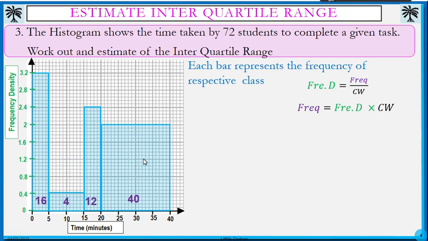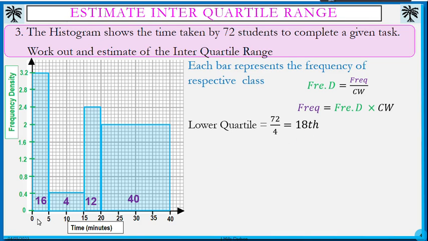So having found your frequency for each bar or each class, you can now work out the interquartile range. So let's start with the lower quartile. Lower quartile is a quarter of the total, and we've been told it's 72 students. So a quarter of 72 is 18. So we're looking for the 18th item.